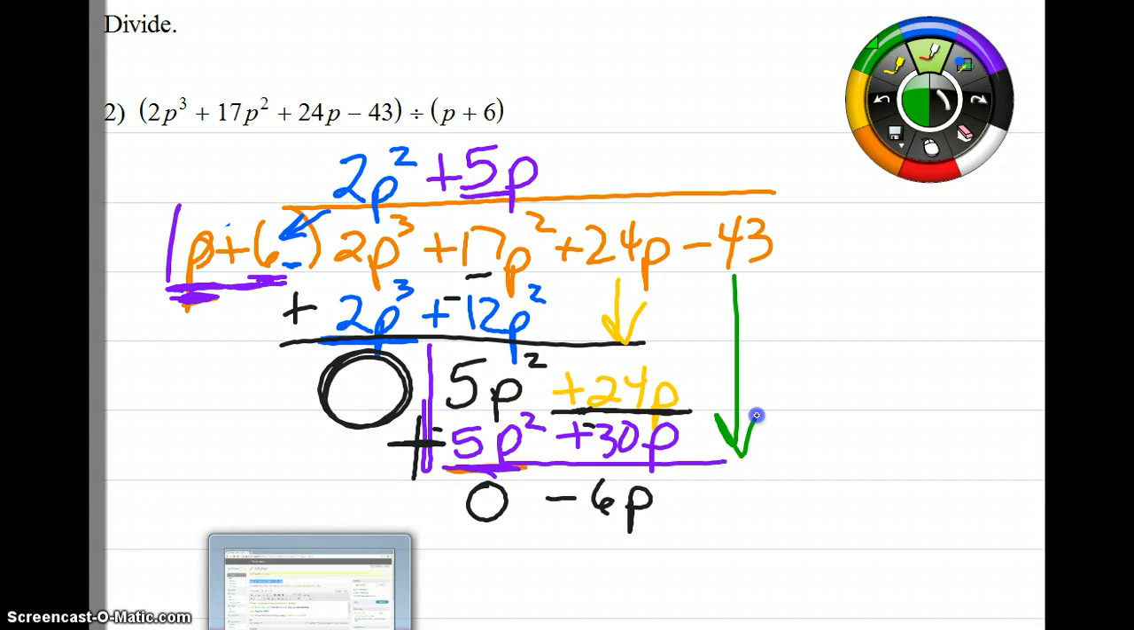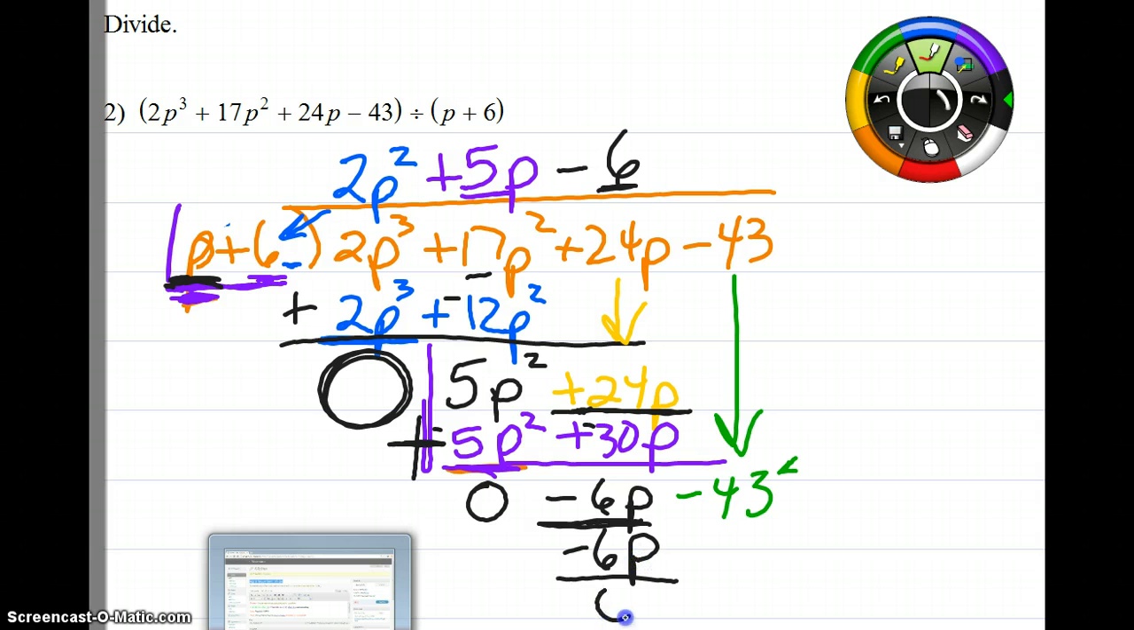Bring down. We're not going to worry about this number yet. All we have to do is try to get this negative 6p. So how am I going to multiply by p to get a negative 6p? We just multiply by a negative 6. So negative 6 times 1p will be a negative 6p. That's our goal. We're trying to get that to be 0.